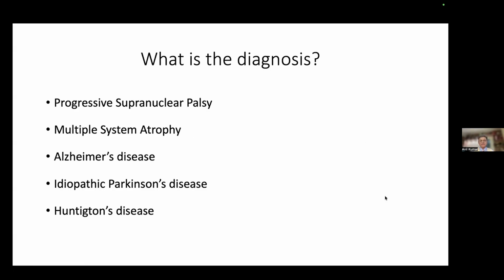What is the diagnosis? Progressive supranuclear palsy, multisystem atrophy, Alzheimer's, idiopathic Parkinson's disease, Huntington's. Excellent. All of you got it. Absolutely. I'm delighted. Thank you so much.